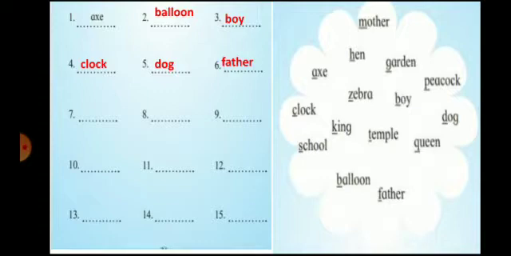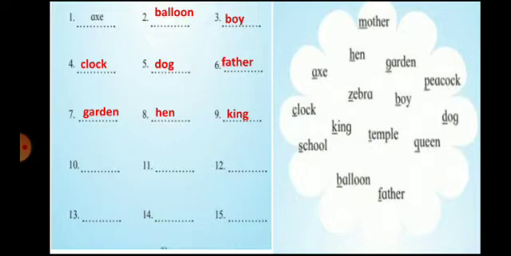After F comes G. Yes, there is a word with G, that is garden. So we will write the word garden. After G comes H. Yes, there is a word with H, that is hen. So we will write the word hen. After H comes I. There is no word with I, then J, then K. Yes, there is a word with K, that is king. So we will write the word king.